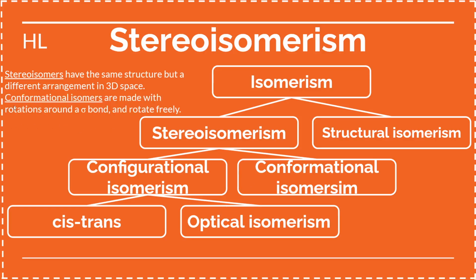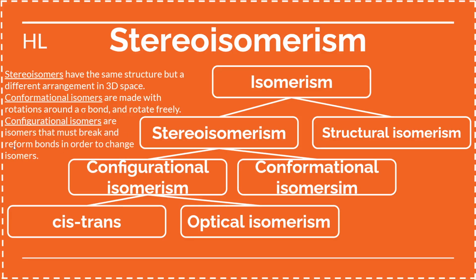So first, we're going to learn that conformational isomers are made with rotations around a sigma bond, and they rotate freely. Now, configurational isomers are isomers that must break and reform bonds in order to change isomers. So basically, they have to break in order to become the other one. So this results in cis-trans isomers and optical isomerism.